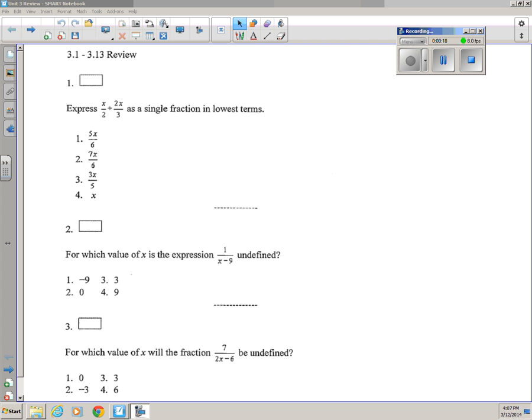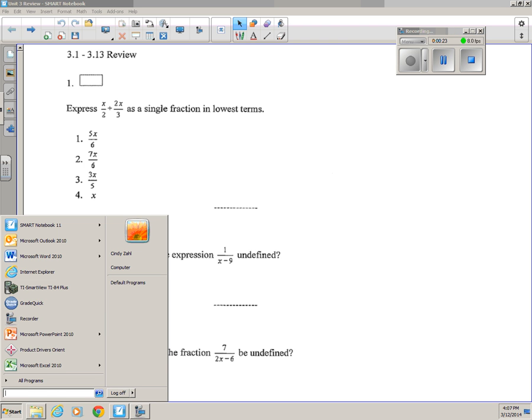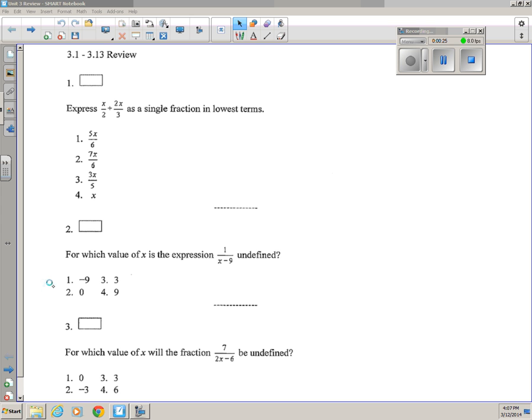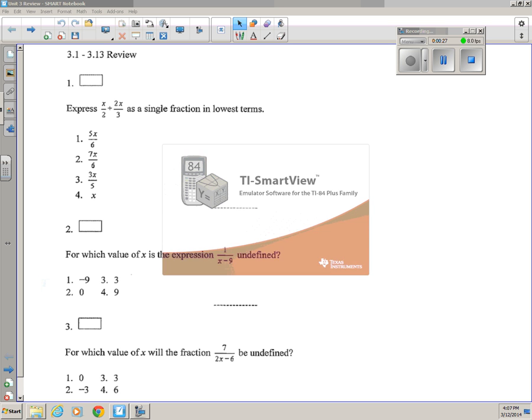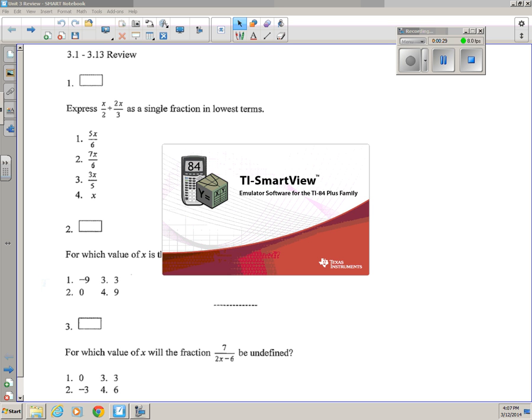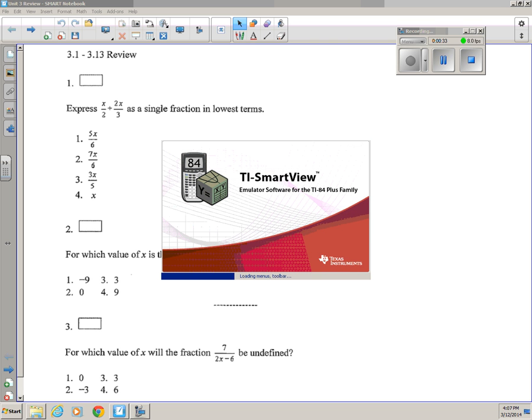Okay, so I'm going to go through all of these. You definitely want to have your calculator because we'll do some stuff on the calculator. So I'm just going to pull this calculator up. I'm going to clear the RAM, and then I'm going to start with the review. Let's see here. I probably should have done this before. I apologize. Let's get this going.